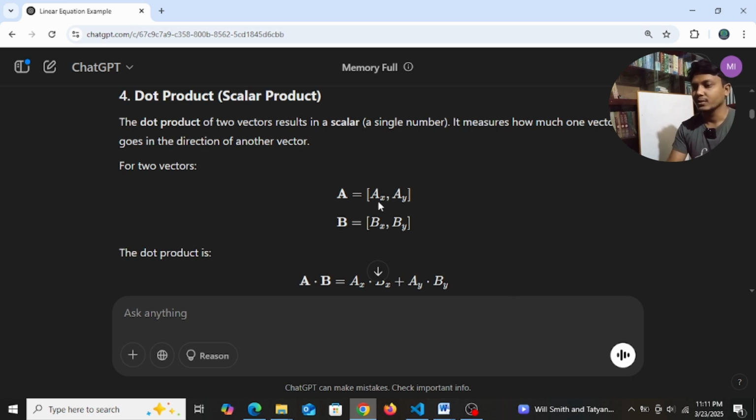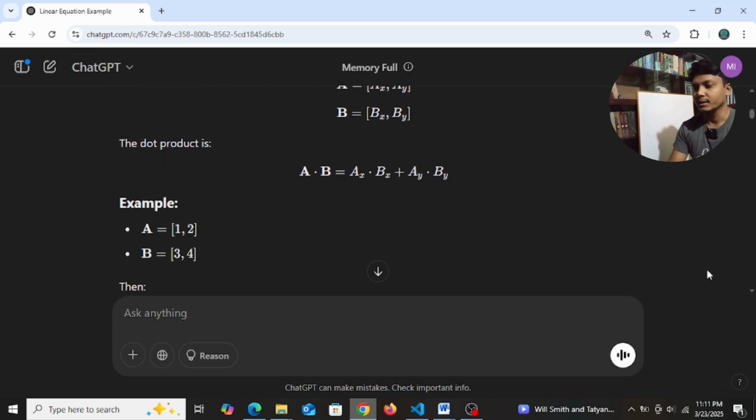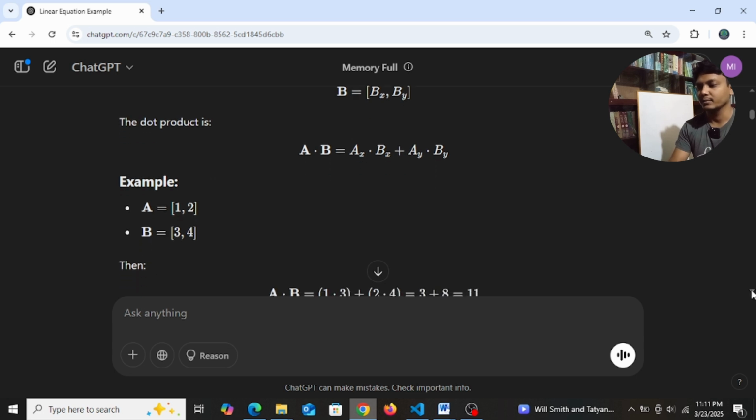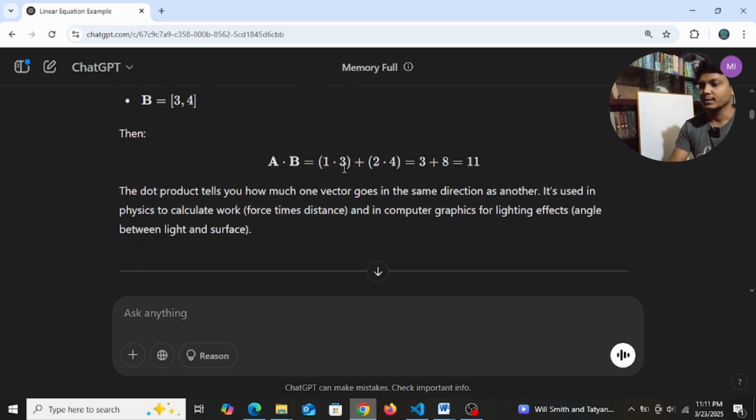Okay, so a equals (ax, ay), b equals (bx, by), a dot b means ax times bx plus ay times by. So a equals (1, 2), b equals (3, 4), and finally we get 11. 1 into 3 plus 2 into 4 equals 3 plus 8 equals 11. The dot product tells you how much one vector goes in the same direction as another. It's used in physics to calculate work and in computer graphics for lighting effects.